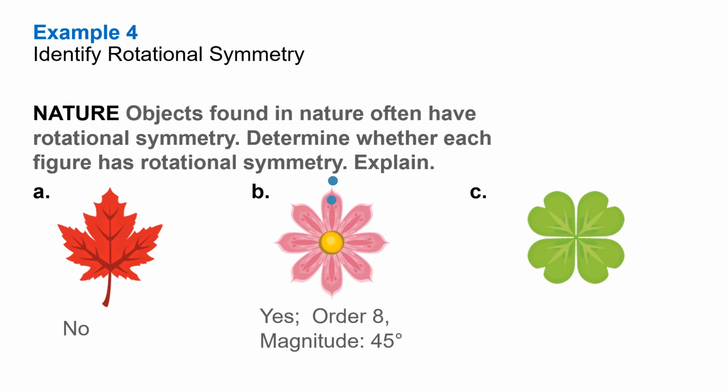Let's look at this 4-leaf clover and rotate it to see if it has rotational symmetry. It does have rotational symmetry. Let's count how many turns it takes for that blue dot to get back to its original position. 1, 2, 3, 4. So this four-leaf clover has rotational symmetry, its order is 4, and in order to find its magnitude, we take 360 and divide it by 4, which is 90 degrees.